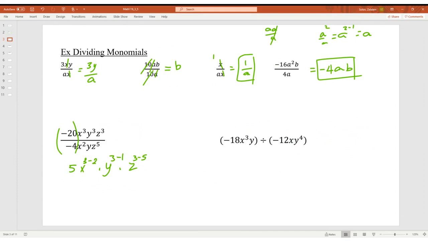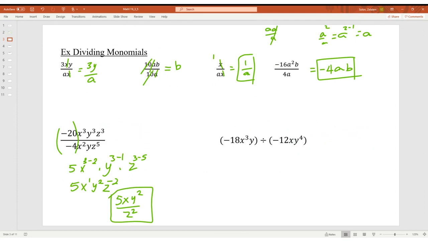So let's simplify this expression. 5 x to the power of 3 minus 2 is 1, which is basically x. Y to the power of 3 minus 1 is 2, and z to the power of 3 minus 5 is negative 2. Now negative exponents go to the denominator and become positive. So you have 5x y squared divided by z squared. That's the final answer. Whenever you have a negative exponent, it goes to the denominator and becomes a positive exponent.